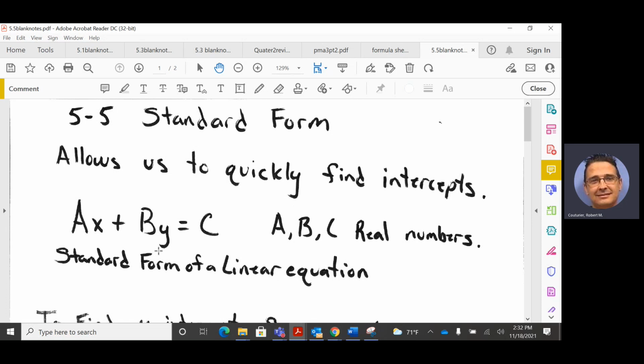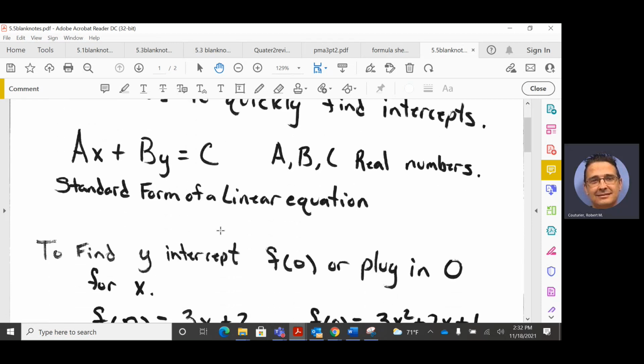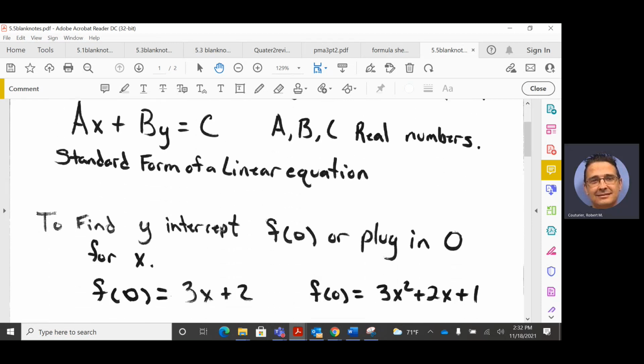All we do is we make sure that if it's not in that form, we move the pieces that we want all to the left. So any piece with a variable gets moved to the left. Any whole number, any constant gets moved to the right. And of course, we do that using the addition or subtraction property of equality. Again, standard form of a linear equation. Now, we use it because sometimes it is easy to find our intercepts, or we need to manipulate things back and forth, okay?